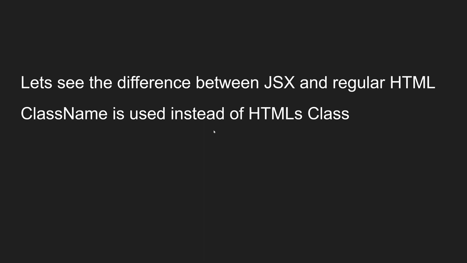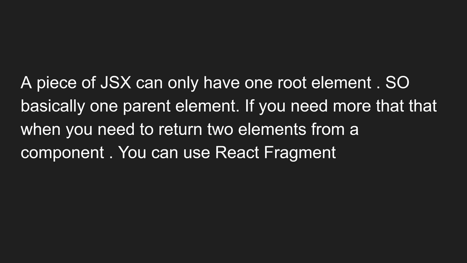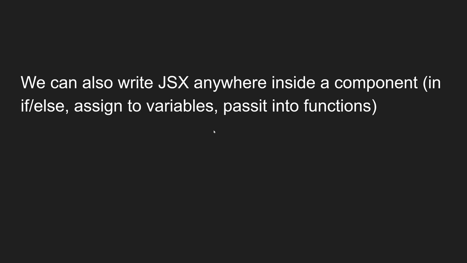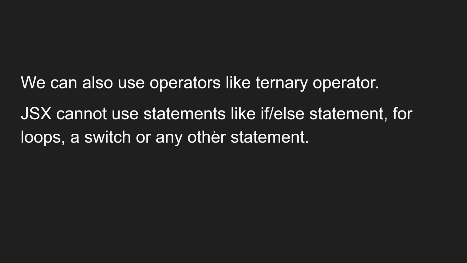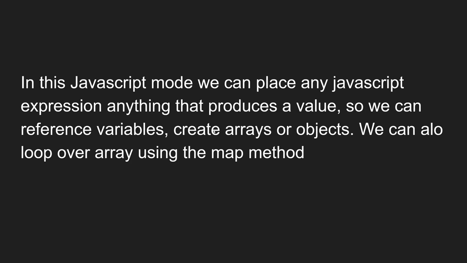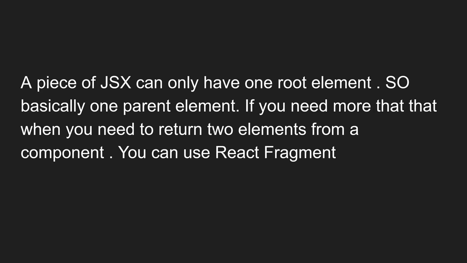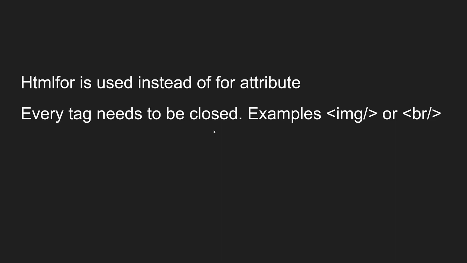Now we understood about the rules of the JSX thing. The first one is it needs to have one root element, and you can write JSX code anywhere. You need to understand that whenever you are writing HTML, under the hood it will be converted into a method. You cannot use if else statements, for loop or switch statement, anything like that. You can use a ternary operator, or you can loop over the array using the map method, not the for loop method. These are the rules of the JSX thing.